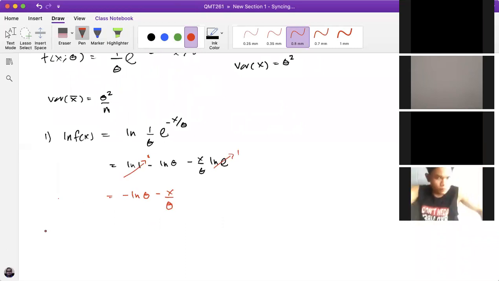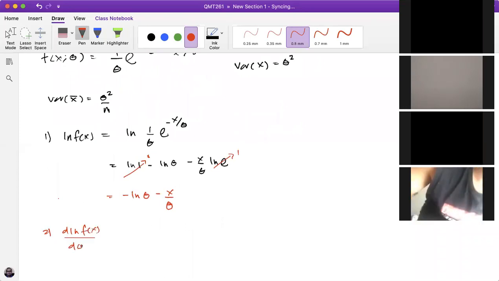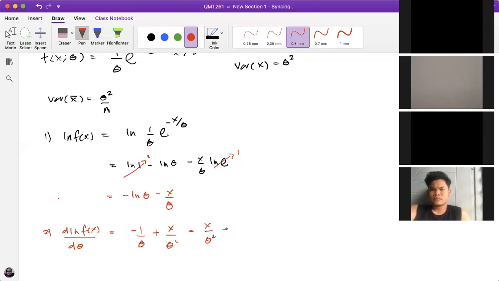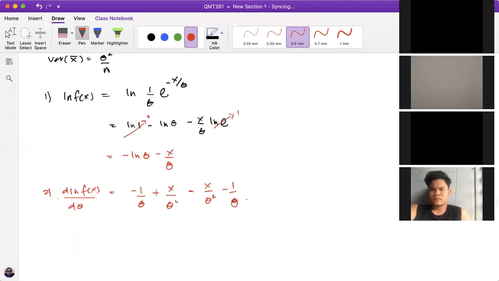The next step is to find the derivative of ln f(x) with respect to theta. This is negative 1 over theta plus x divided by theta squared. To make it nicer, x divided by theta squared minus 1 over theta. So this is the derivative of ln f(x) with respect to theta.